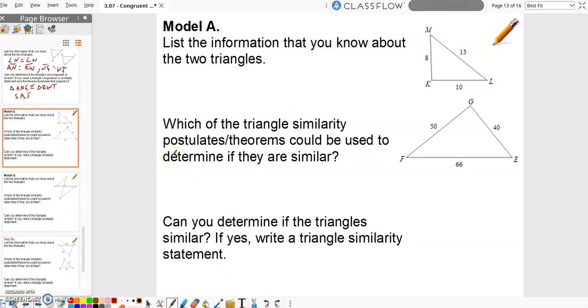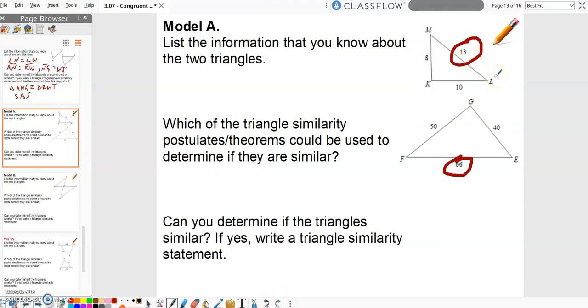Okay, Model A, list information that you know about the two triangles. Okay, so we have some numbers here. We're going to have to do some comparisons, some ratios. So it looks like our hypotenuse is 66. Well, we actually don't know it's a right triangle, but it looks like it's a right angle. We don't know that for sure, but I'm going to call it the hypotenuse just because it's the one that looks like it's the opposite of the right angle. So we have 66 and 13. I'm going to divide 66 over 13 and I get 5.07. So this side is 5.07 times larger than that one.